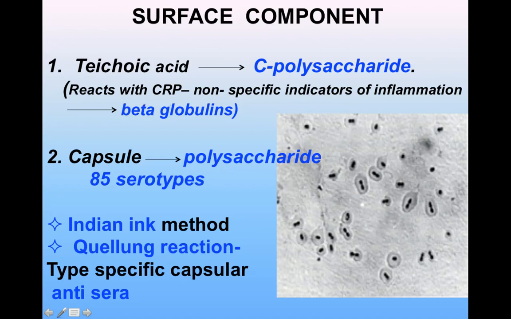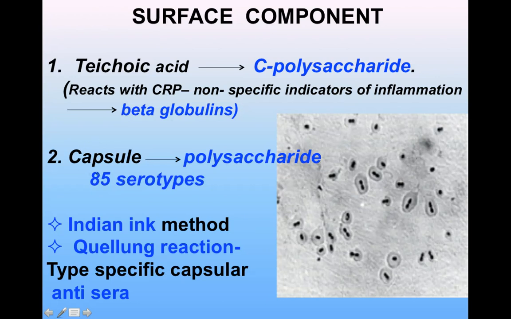But it is not an antibiotic, it is a beta globulin, and it is a non-specific indicator of inflammation. It is not raised only in Strep pneumoniae. All bacterial infections are going to increase its level in the blood.